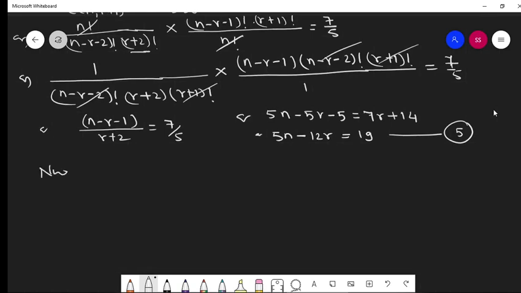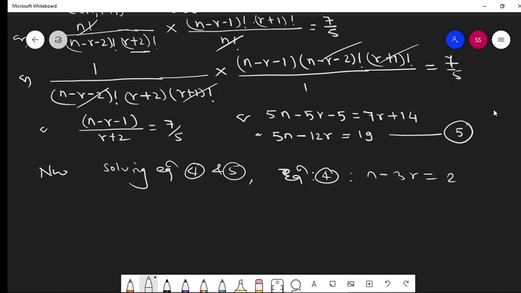Now solving equations 4 and 5. The equation 4 is, let me rewrite this, n minus 3r equal to, and equation 5 is 5n minus 12r equal to 19. So we have to multiply equation 4 and subtract from 5.